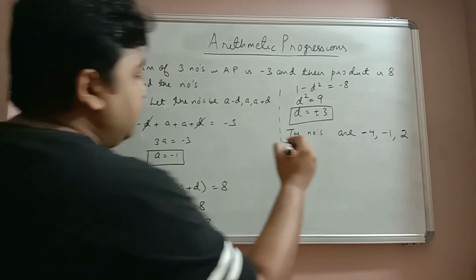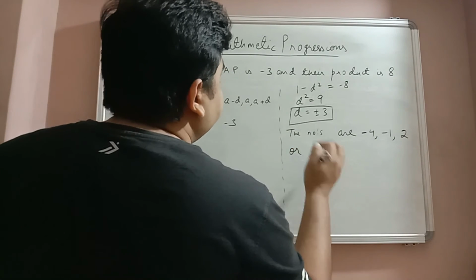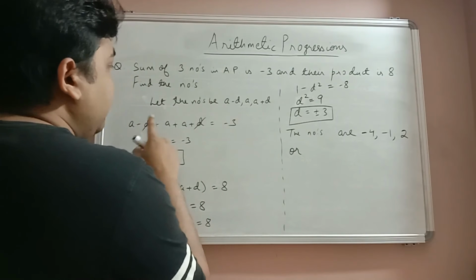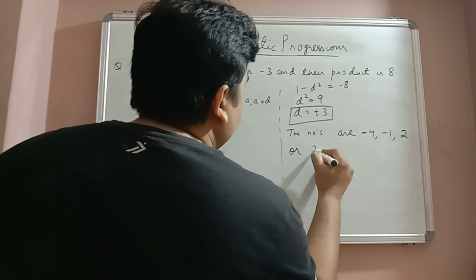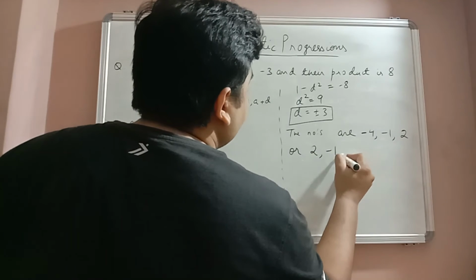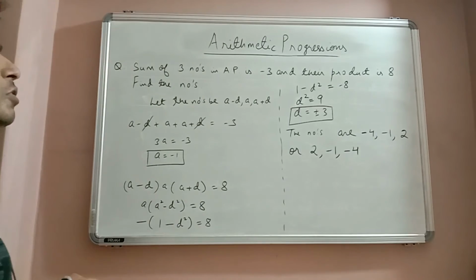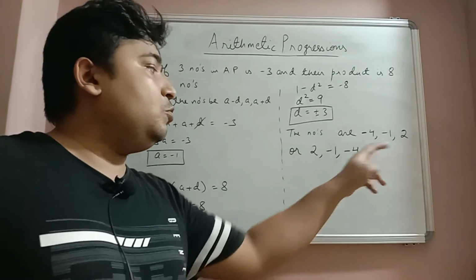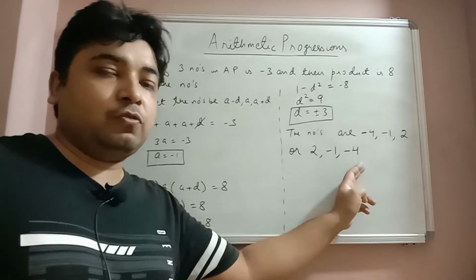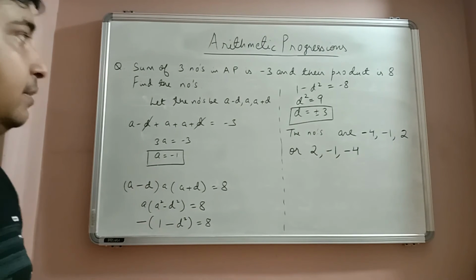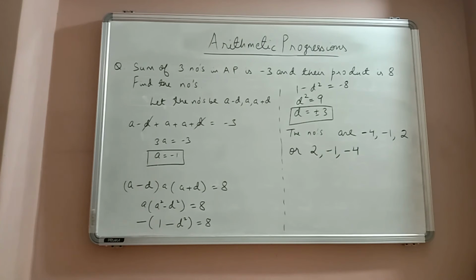Now another set of numbers can be minus 1 plus 3, that is 2, minus 1, minus 4. So the numbers can be minus 4, minus 1, 2, or 2, minus 1, minus 4. I hope this is clear to everyone. Let's take up some more questions.